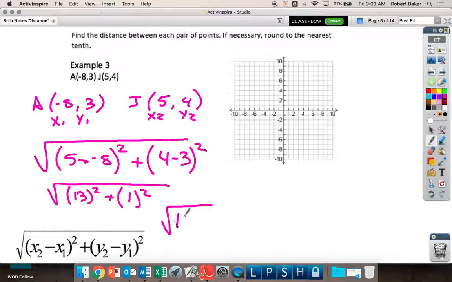So 13 squared is 169. 1 squared? 1. 169 plus 1. Good job. The square root of 170. It's 13 point something. 13.9 something. It's really high. 13.0384. Yeah, zeros.